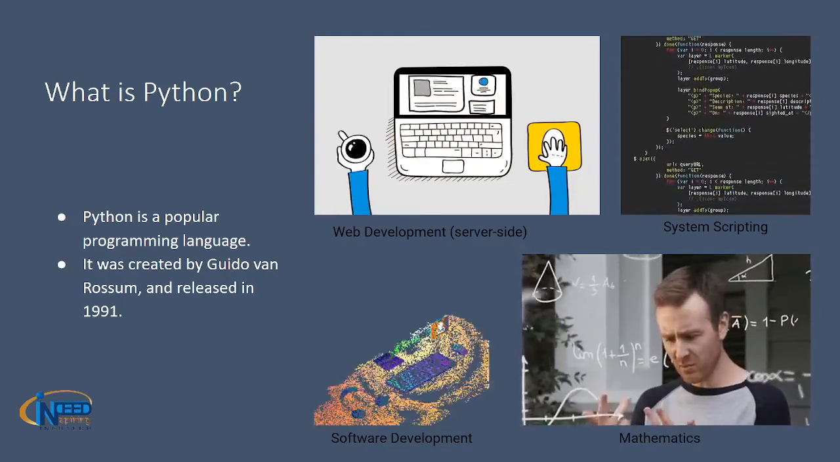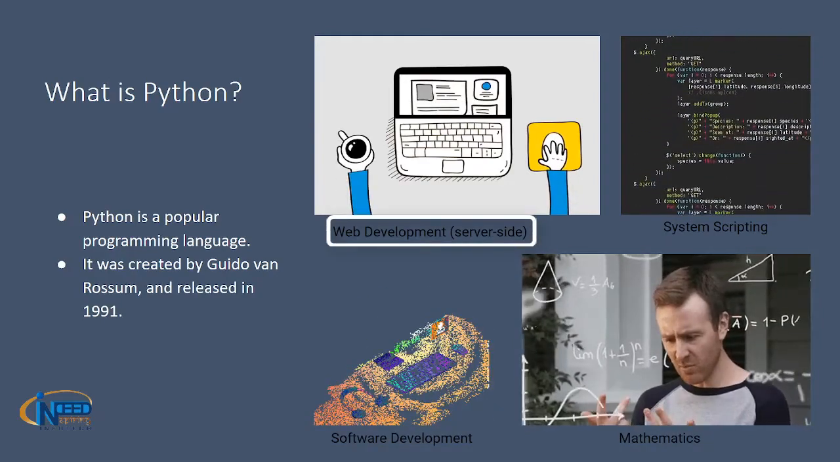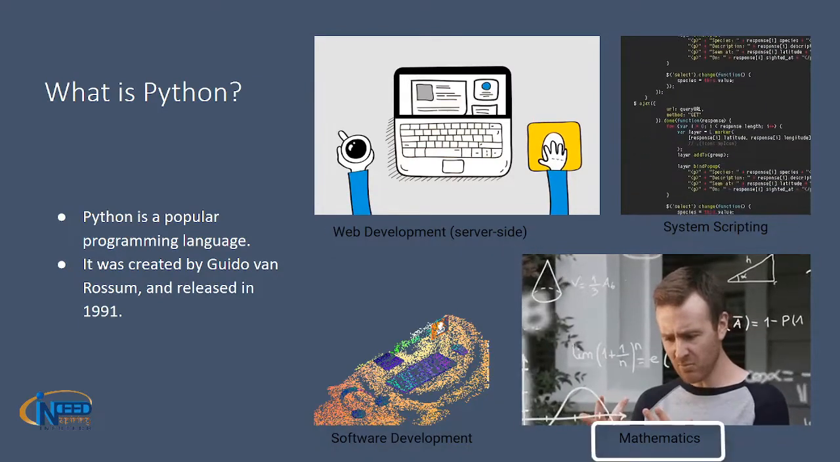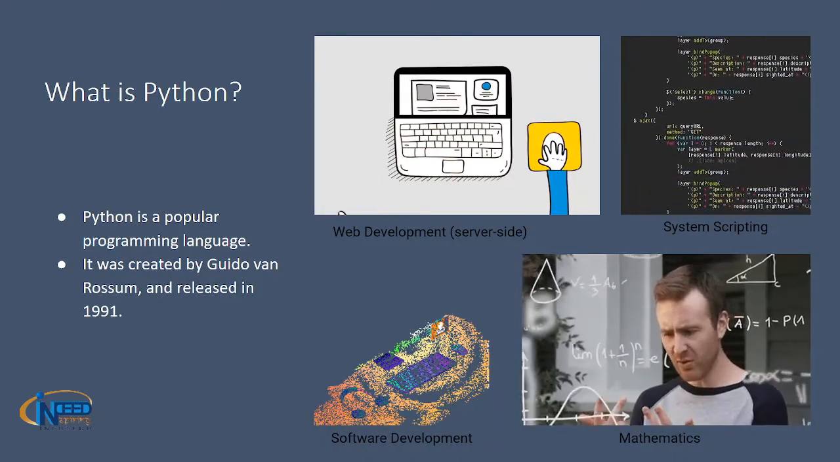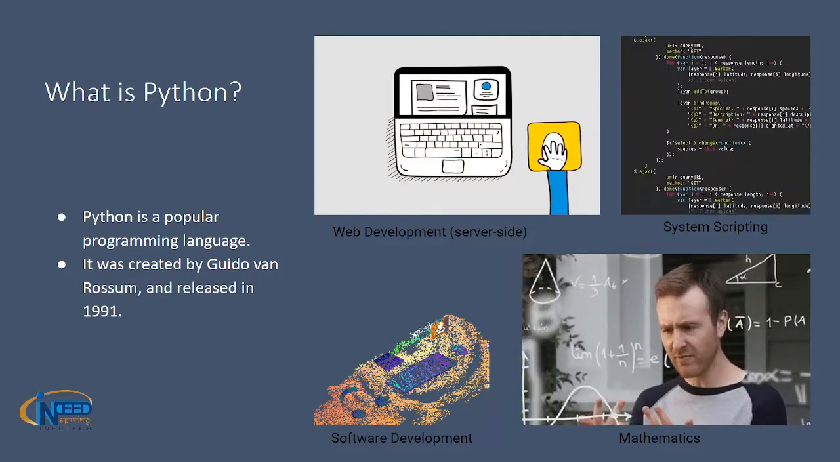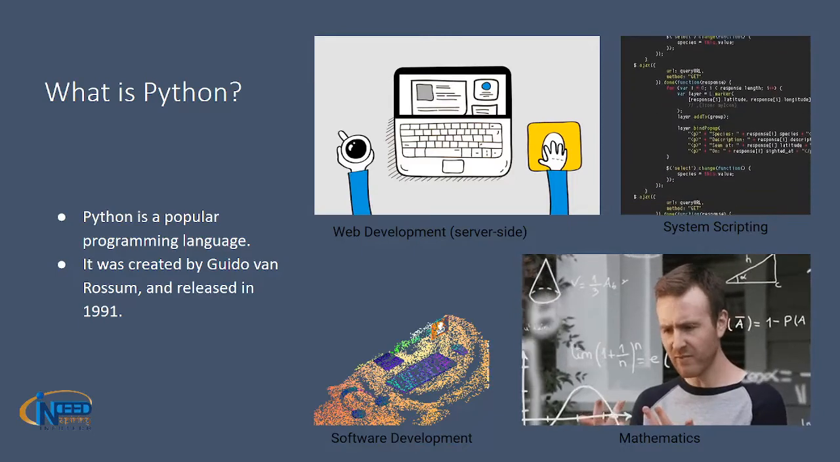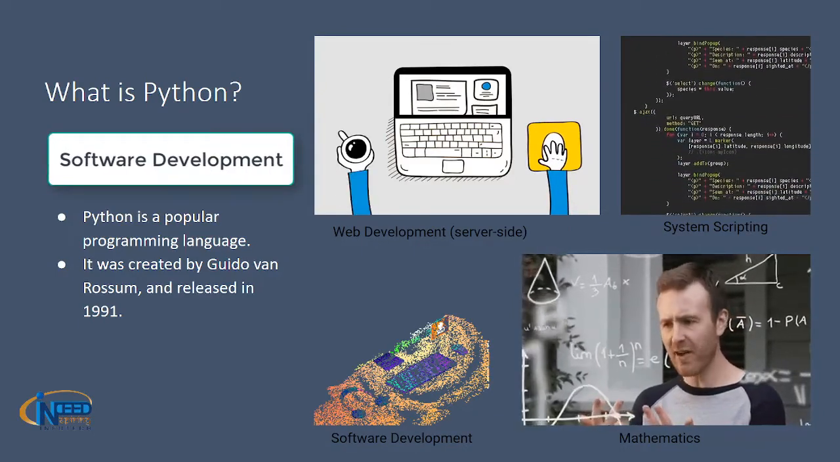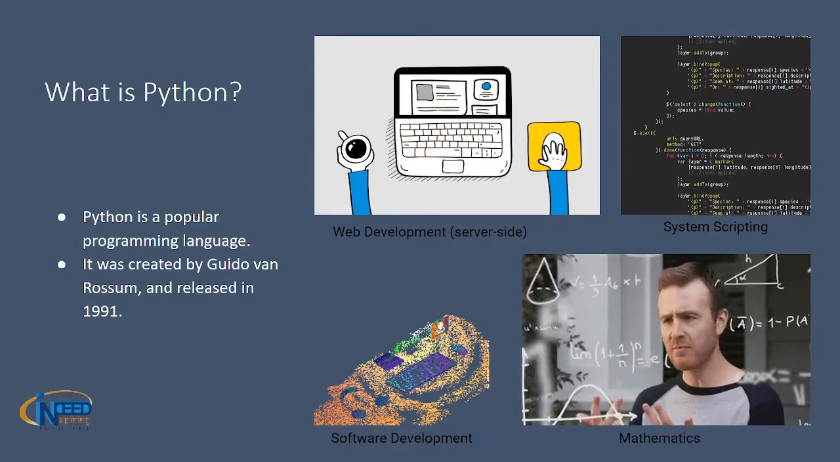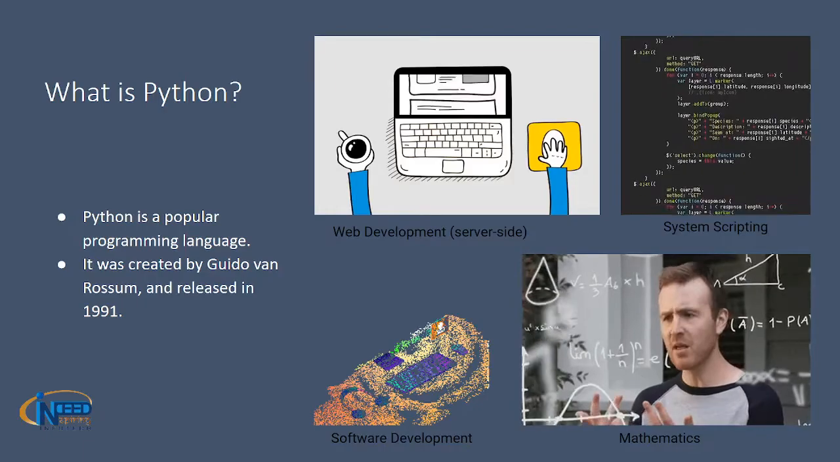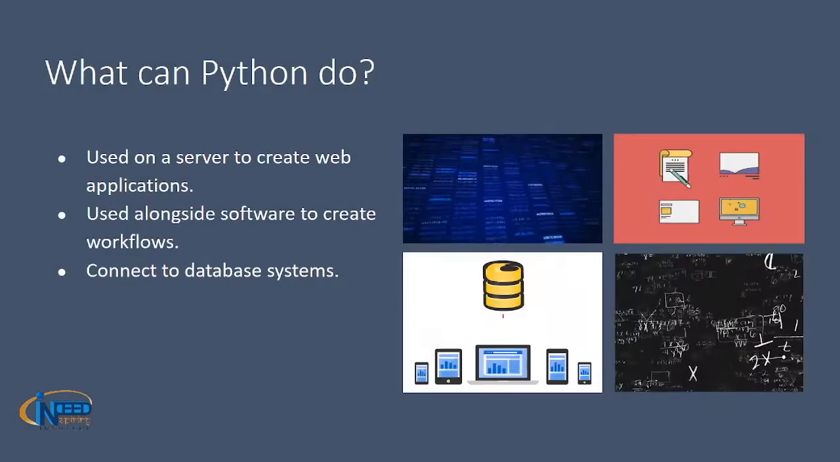On the screen, you can see web development, that is server side, system scripting, software development, mathematics. So many things. Yes, you are right. So, Python is a popular programming language which is helping us for web development, system scripting, software development, and mathematics too. It was developed by Guido van Rossum and released in 1991.